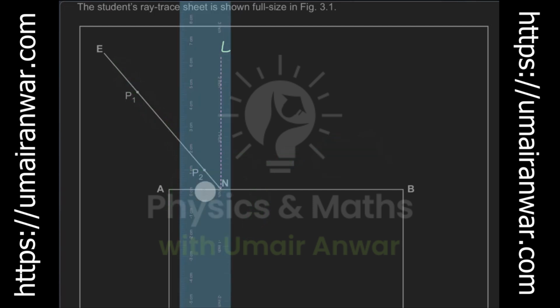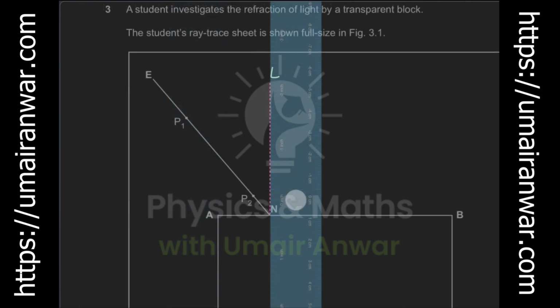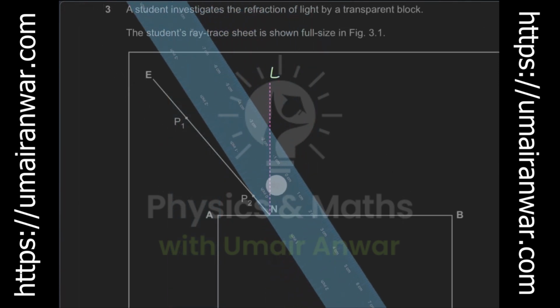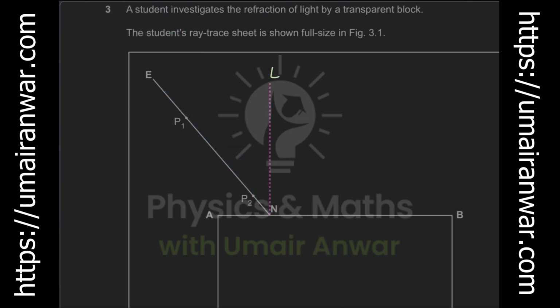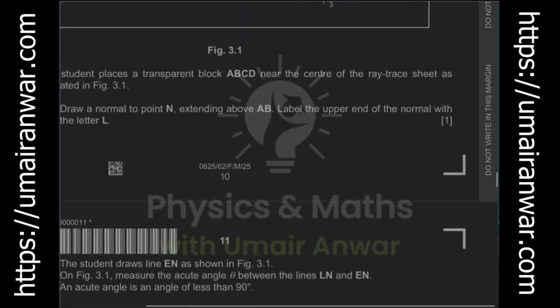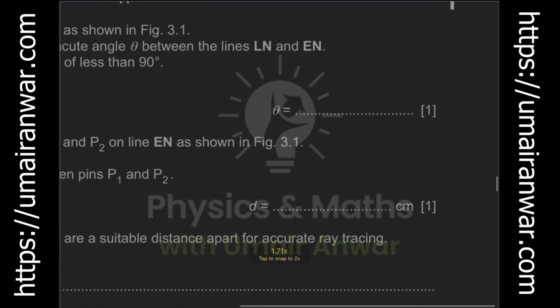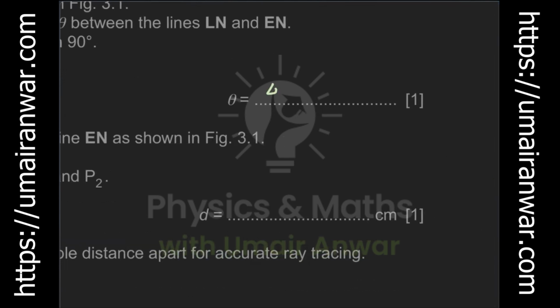For this, we are going to use a protractor. So this is 90 degrees. And when I align with this one, this aligns perfectly when the angle is 50 degrees. So it means that my angle here is going to be 90 minus 50, which is 40 degrees. So for this theta, I am going to write 40.